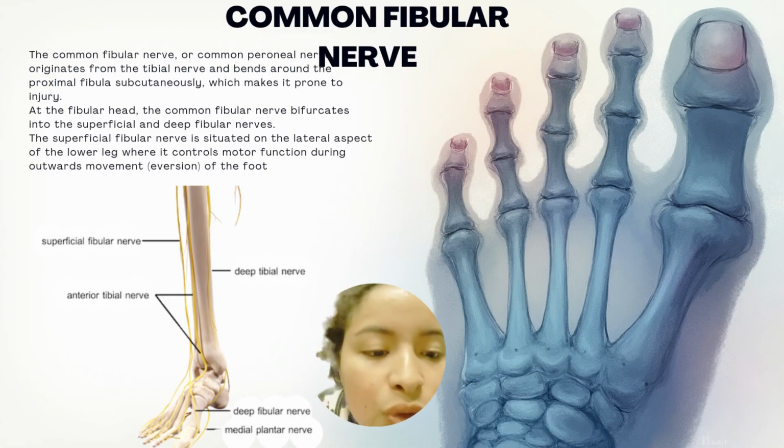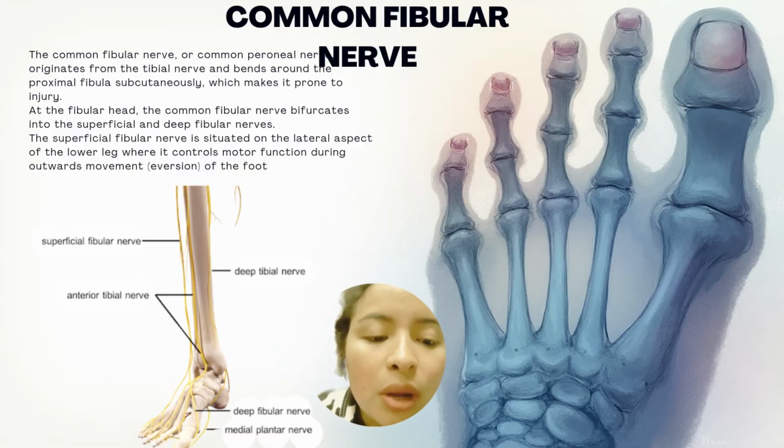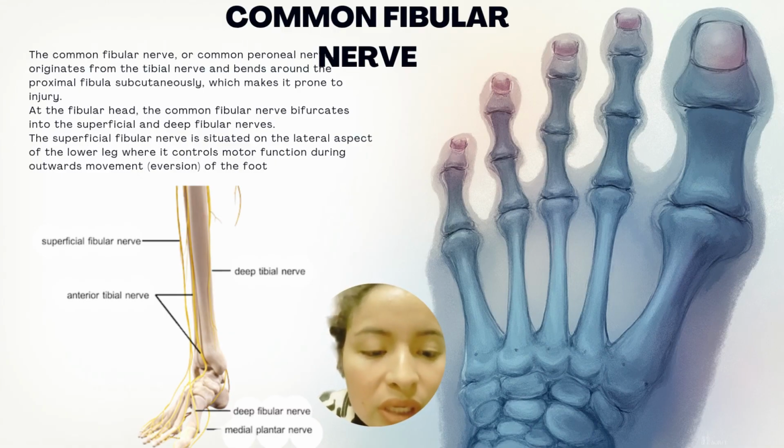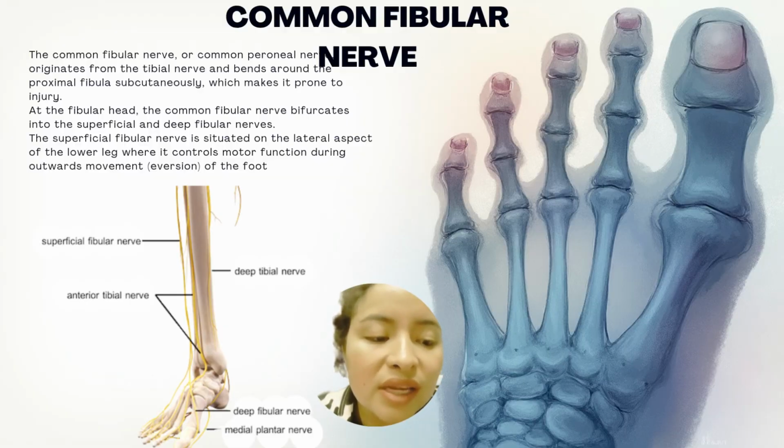The superficial fibular nerve is situated on the lateral aspect of the lower leg, where it controls motor function during outward movement, or eversion, of the foot. It also provides sensory functions in the anterolateral compartments of the leg and the dorsum of the foot. Injury to this nerve impairs the motor and sensory functions described above.